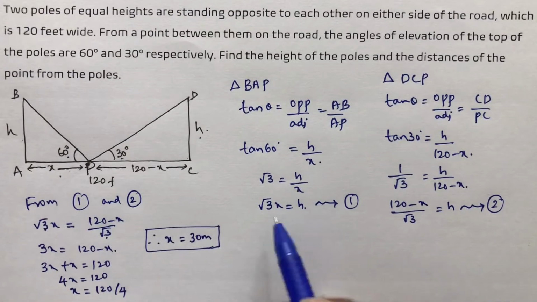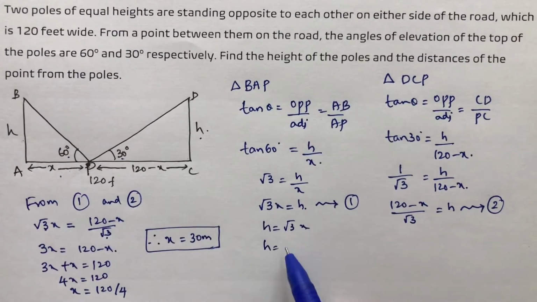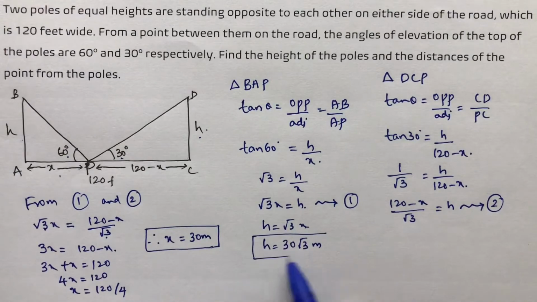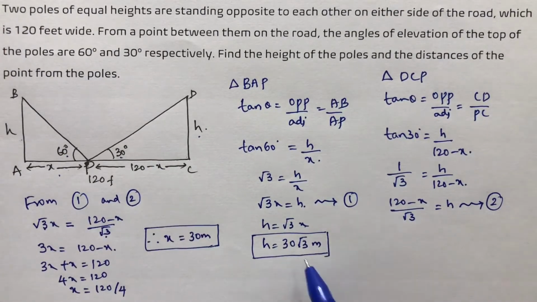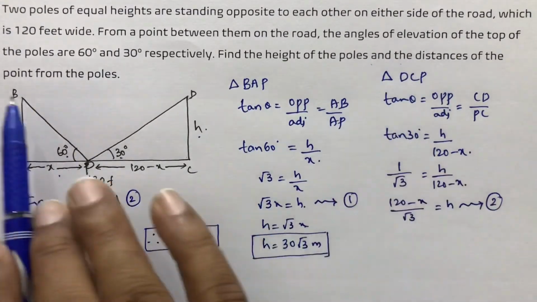So height is nothing but, if we'll substitute this value 30 here, height is root 3x. So X is 30, so 30 root 3 meters. So height of the poles, two poles are of equal height. So both the heights are 30 root 3 meters. And find the height of the pole and the distance of the point from the pole.